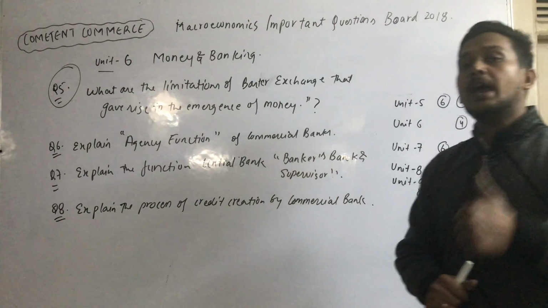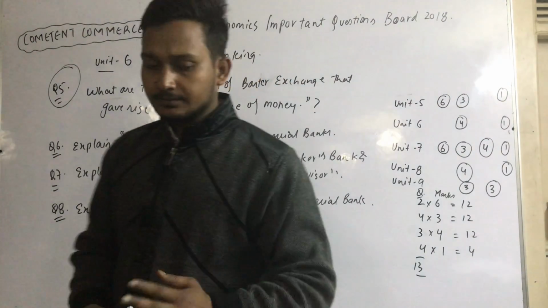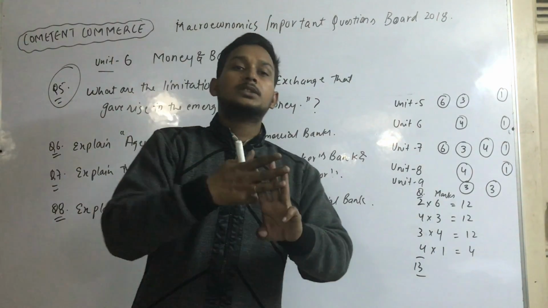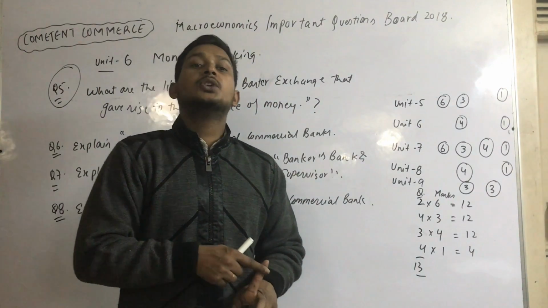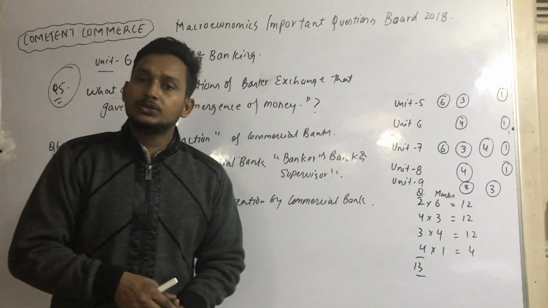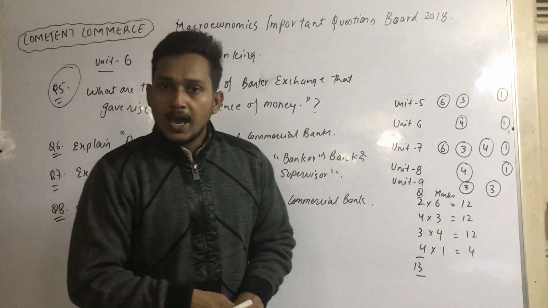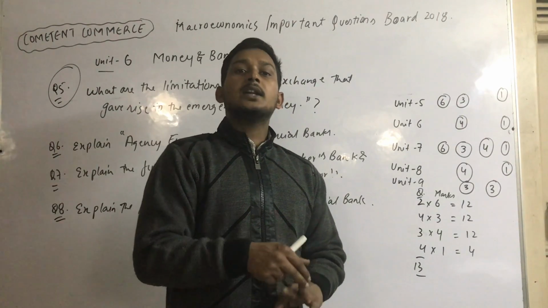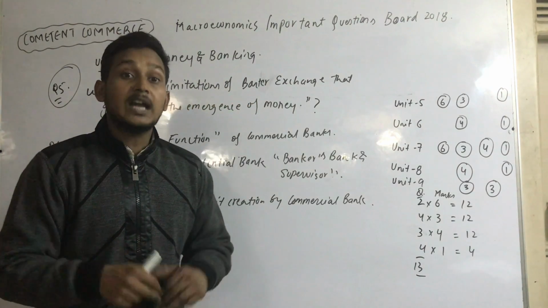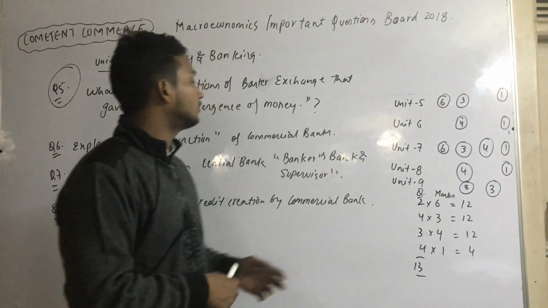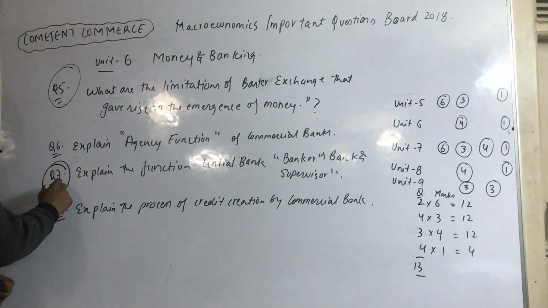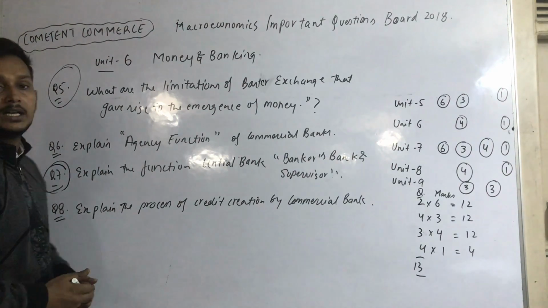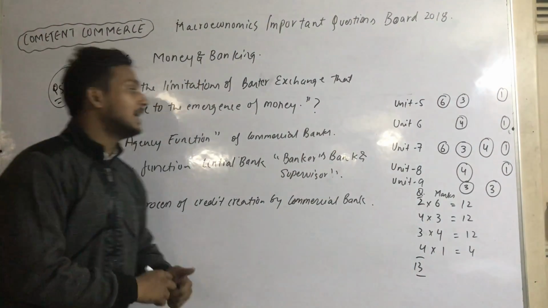It is because as a bankers bank and supervisor, central bank performs 3 more functions. First one is your custodian of cash reserve. Second is your clearinghouse function, and third is your lender of the last resort. That's why I am giving much importance to this question. That is your question number 7. I think this question can be asked in the board exam 2018.